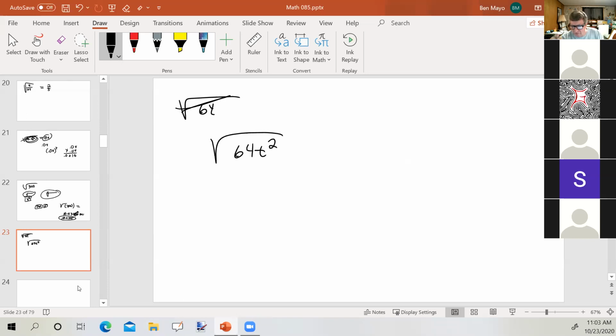So earlier I said x can equal any real number. Now they're saying unrestricted. So t is unrestricted. They're saying it can be any real number, all right? So what would the square root of 64 t squared equal? 8t? And that's it?